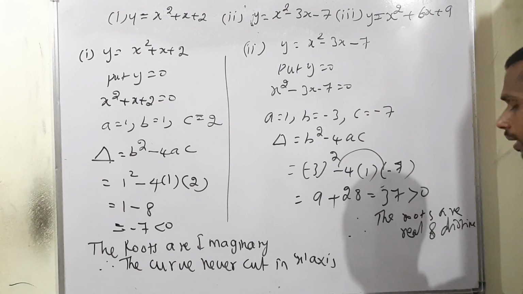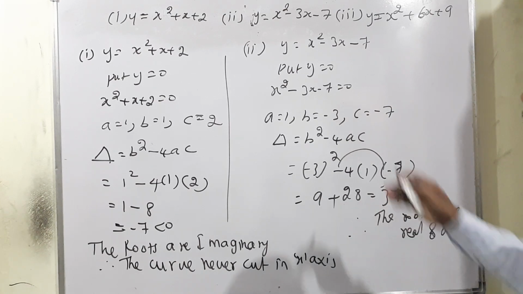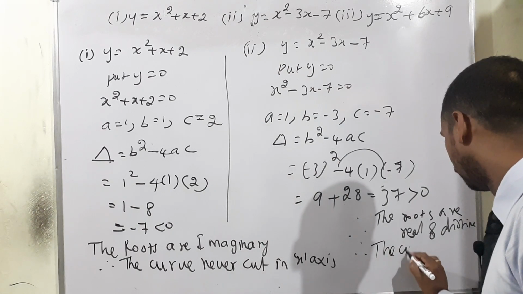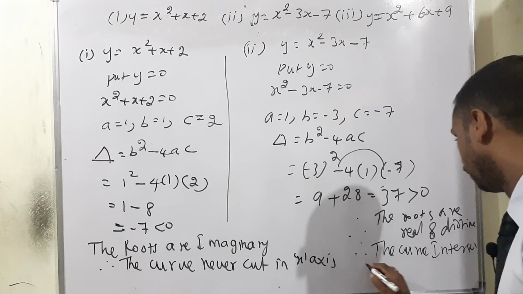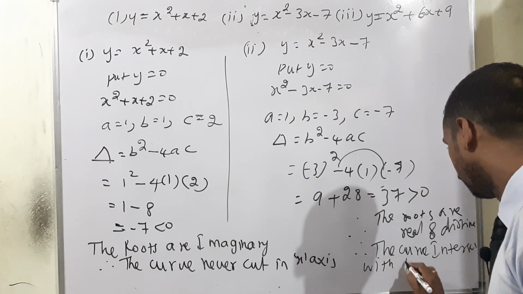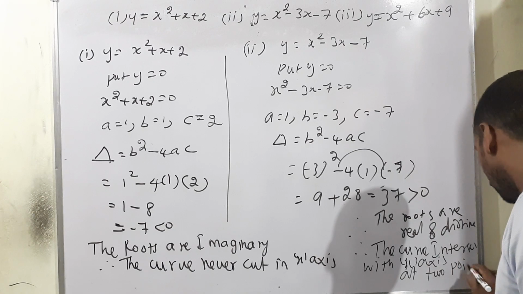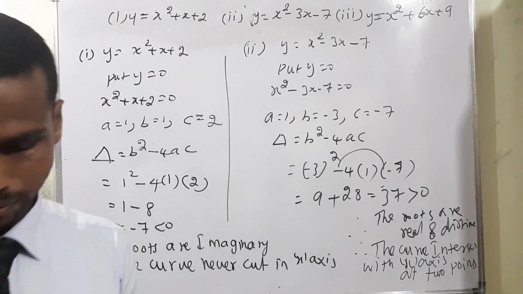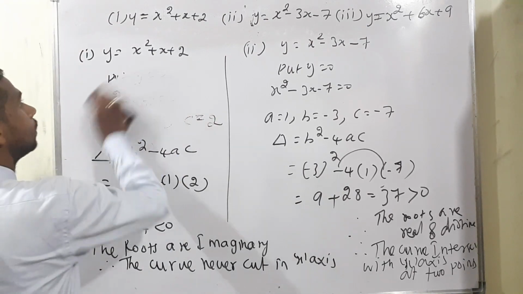So distinct means, the condition already we know how to finish the line. The curve intersects the x-axis at 2 points, isn't it? 2 points. Okay. Subdivision third.